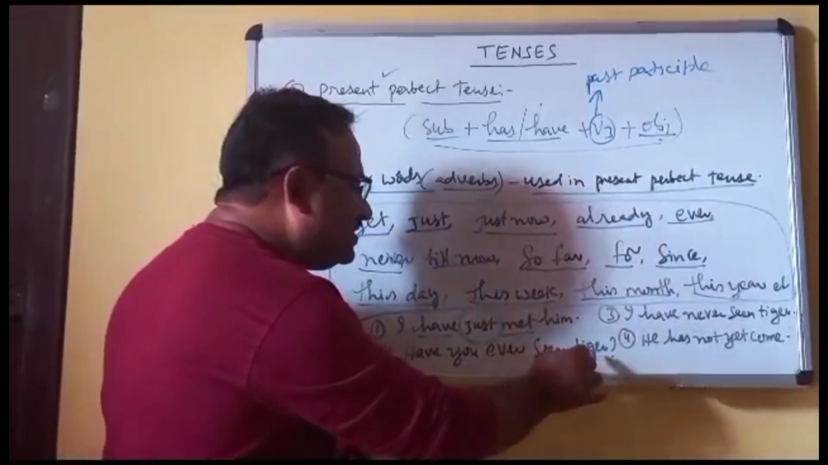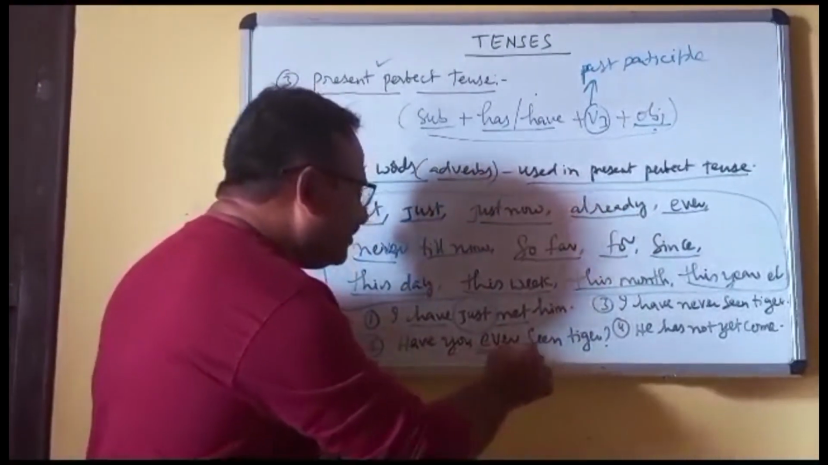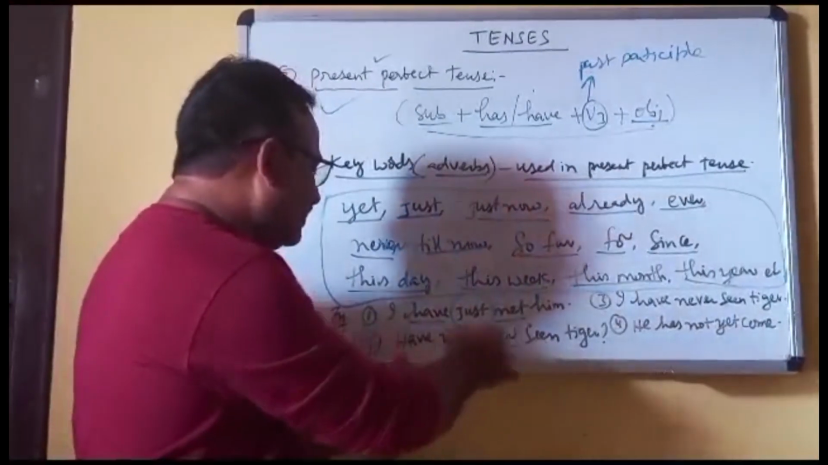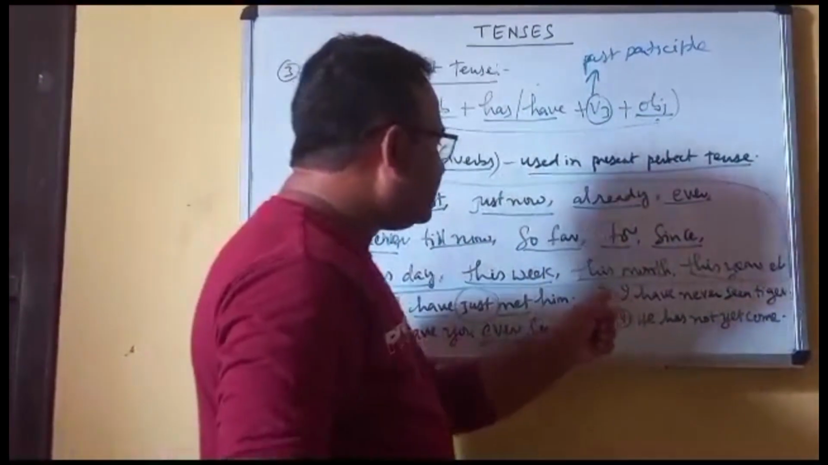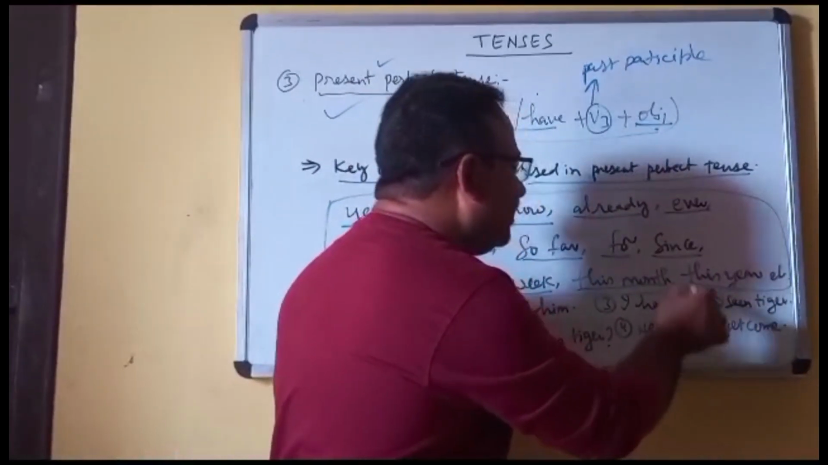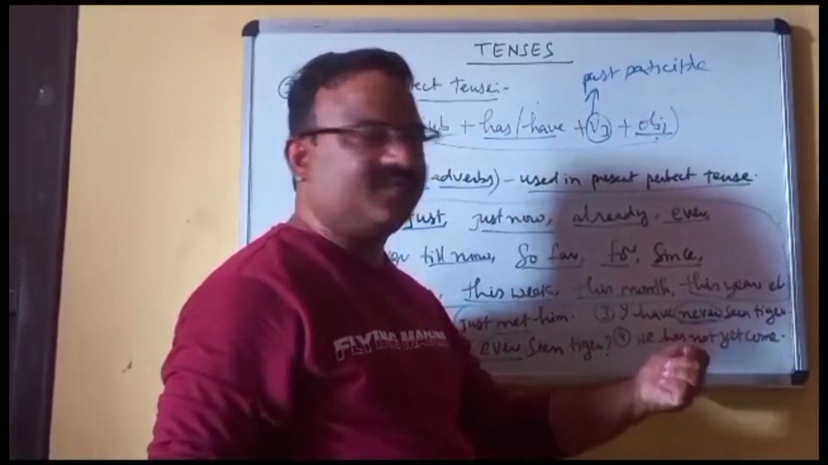Have you ever seen a tiger? Have plus V3. Have you ever seen? This is also present perfect. Answer: I have never seen a tiger. Never is also an adverb. So I have never seen a tiger. This is present perfect tense.